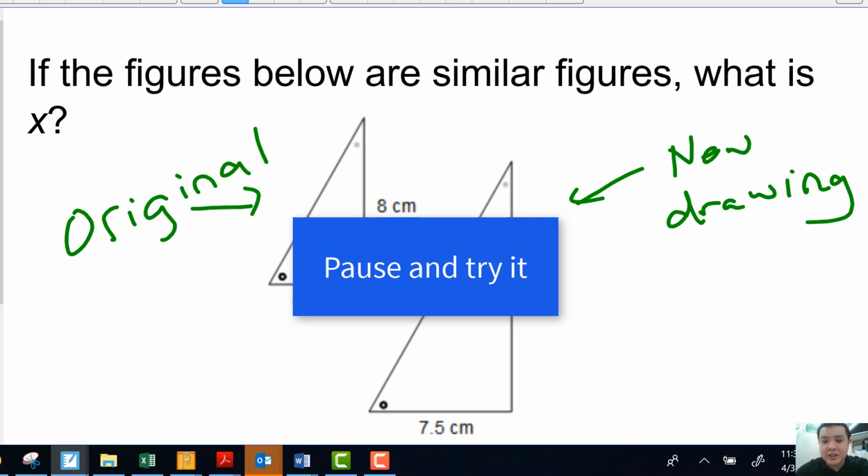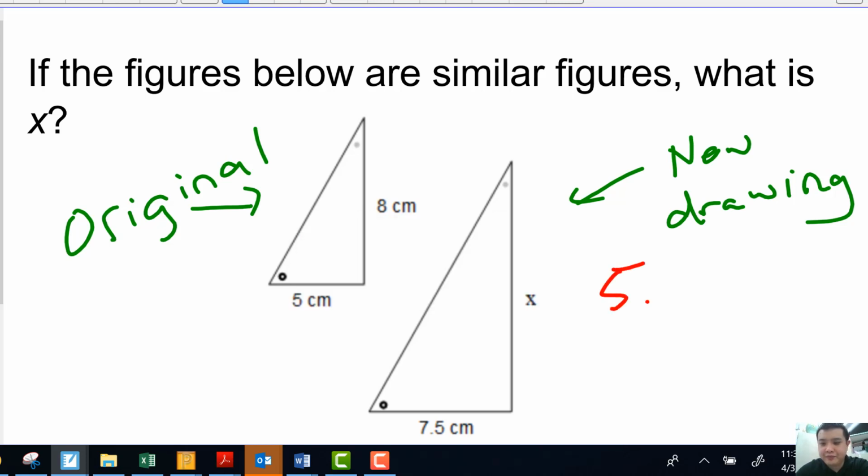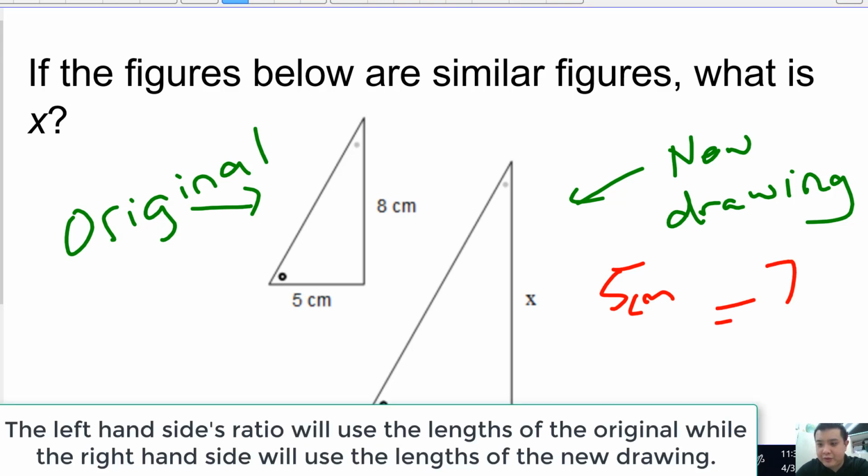To find what x is, we're going to set the proportion of 5 centimeters becomes 7.5 centimeters. And we're going to ask, what does 8 centimeters become?